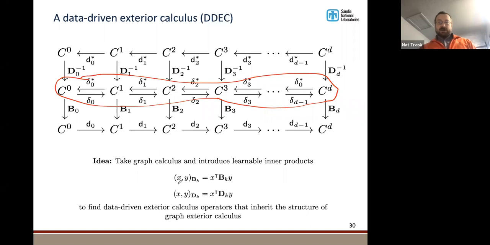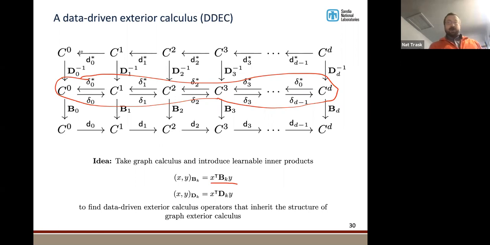So the idea is we go back to those inner products and we parameterize them. We introduce diagonal tensors with positive trainable coefficients on the diagonal. And basically what that does is that lets us upgrade these graph calculus operators, and now we have these data-driven co-boundary operators and co-differentials. And in the same way that you get a graph Laplacian by taking the composition of a graph divergence and a graph gradient, now we have a data-driven Laplacian that comes from upgrading this.